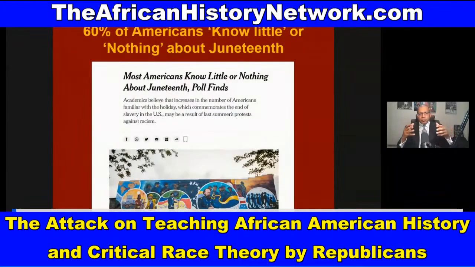We've seen after Juneteenth became a federal holiday in 2021, signing the law, a lot more articles being written about Juneteenth. And this article here from the New York Times is a very interesting article. Most Americans know little or nothing about Juneteenth, poll finds. And in the article, it talks about 60% of Americans know little or nothing about Juneteenth.